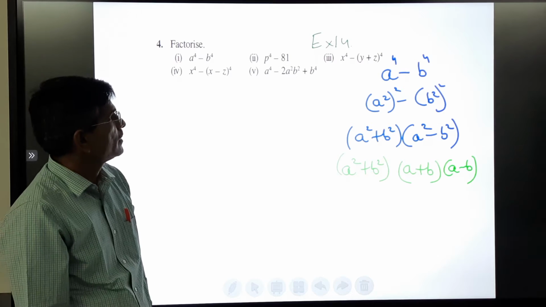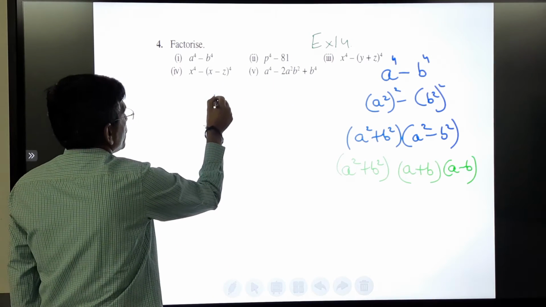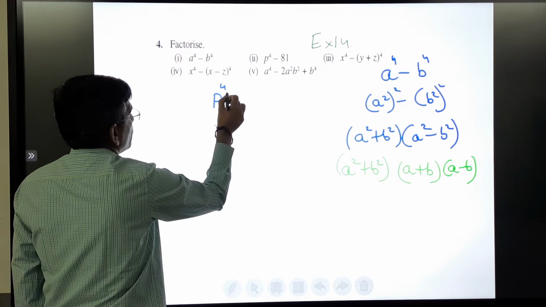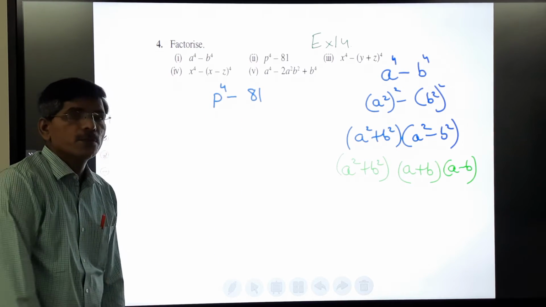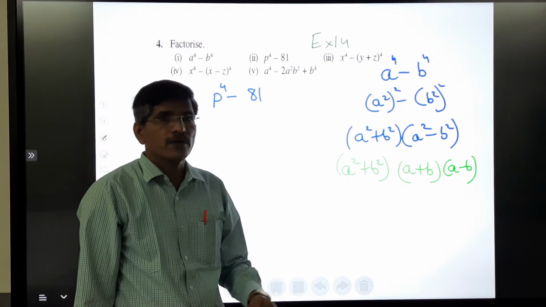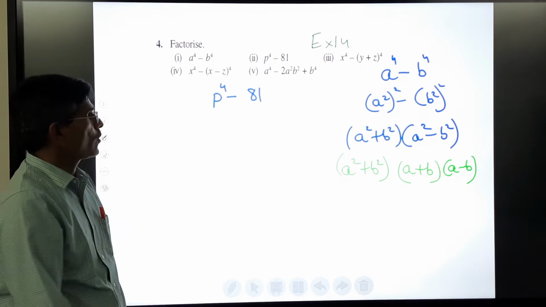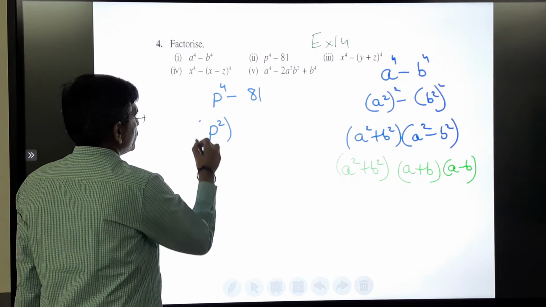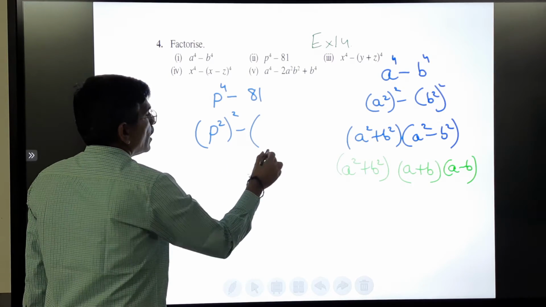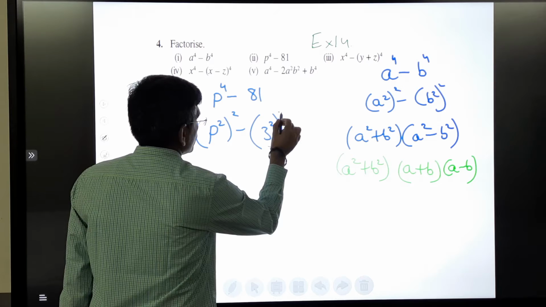So always remember, when power is 4 and a minus sign is there, we have to write 3 brackets in your answer. Now we go for a different sum, that is p to the power 4 minus 81. Again I have to remember that 81 is 3 to the power 4. So p to the power 2, again 81 is 3 to the power 2, the power 2.